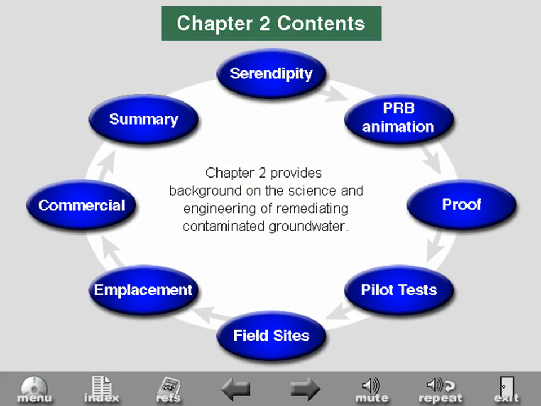This page provides an outline of the contents of Chapter 2. The topics progress from the problem to discovery, development, and commercialization of iron metal for remediation of environmental contaminants. Click the right arrow to start at the beginning, or any of the blue ovals to jump to a particular topic.